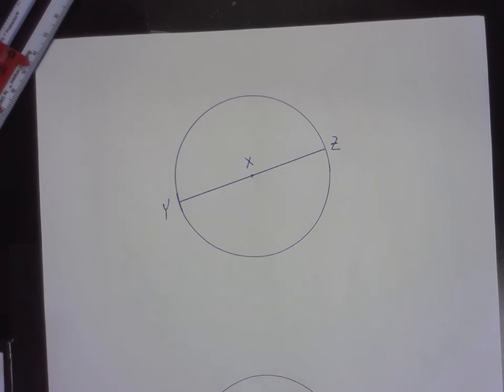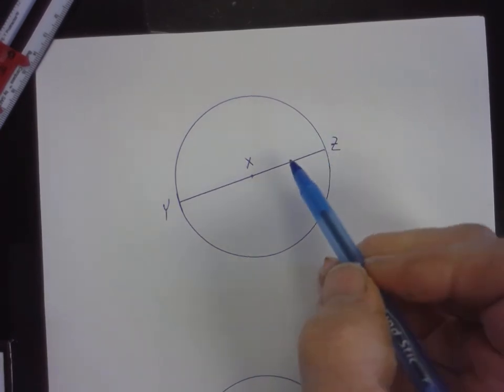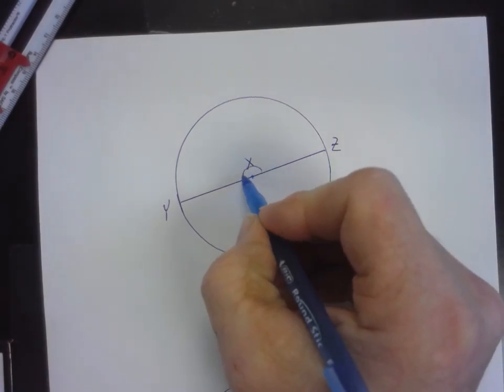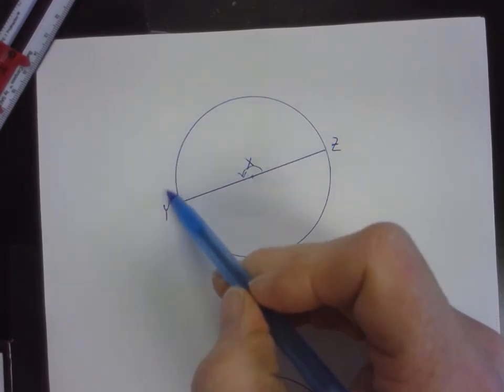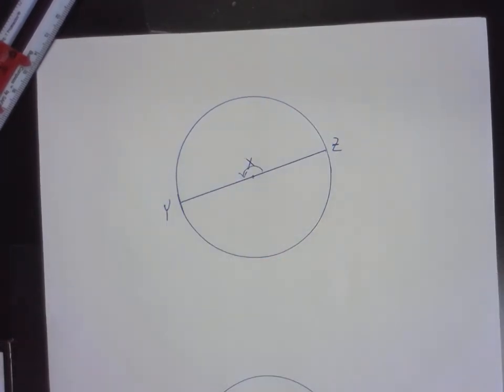Okay. And you guys know what the measure of this angle right here is, don't you? Yeah. It's a straight angle, isn't it? 180. So 180, right? 180 down here.